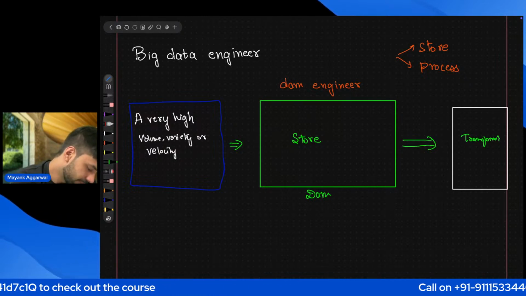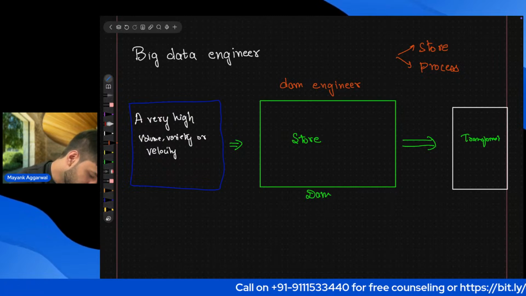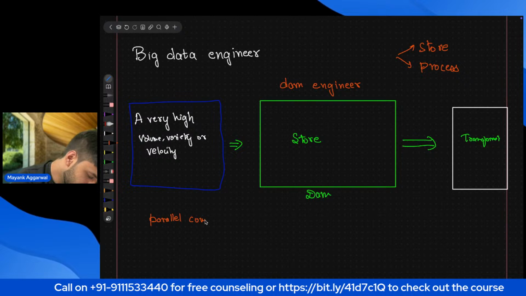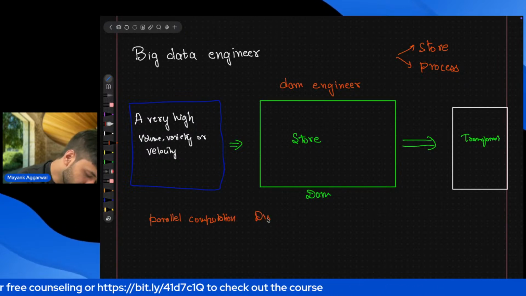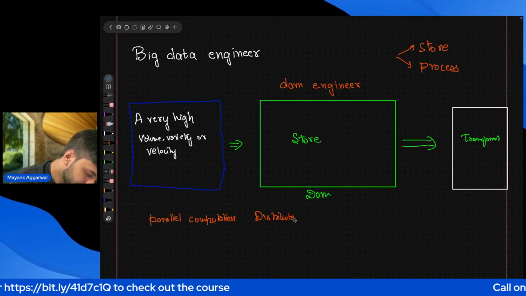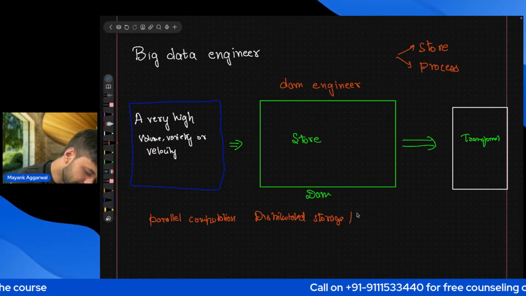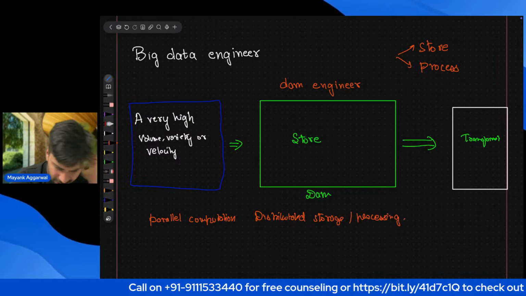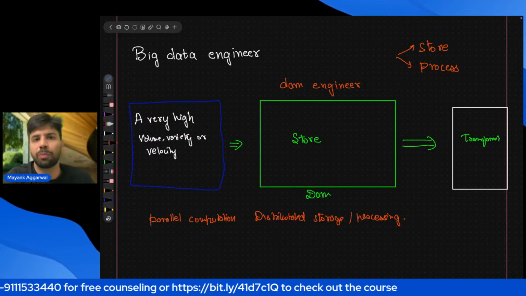What is there? There is parallel computation or parallel working, distributed storage and processing. All these things come into the picture, but the basic idea is that yes, we have to change something, and that is all the work of a big data engineer.